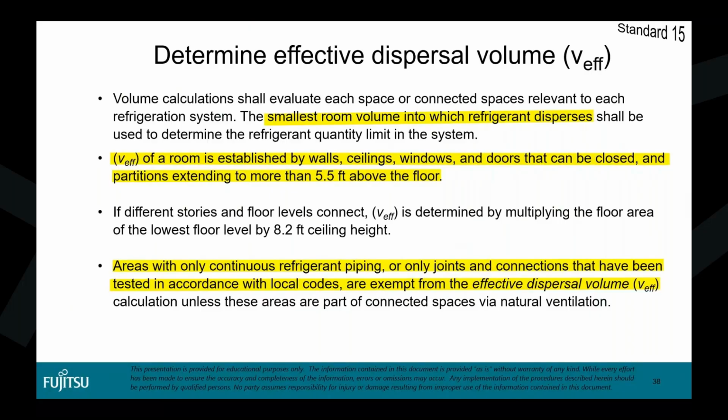The last bullet is very interesting too. They say that areas with continuous refrigerant piping or joints that have been tested in accordance with local codes are exempt from the calculation when it comes to room volume. They're basically saying that if you have put in a braze joint or mechanical connection in the piping and it's tested, it cannot leak. It's going to be a straight pipe. And that's an important thing, that you test it according to the standard or local codes, then you are good from leak, at least in the view of this standard.